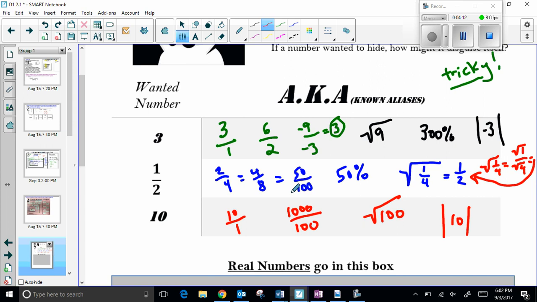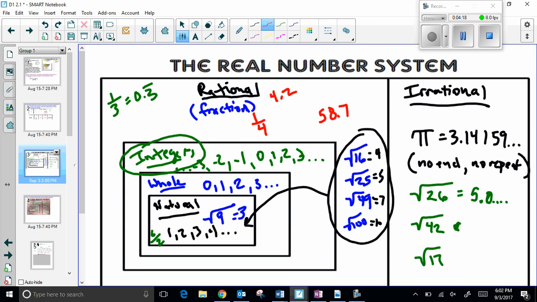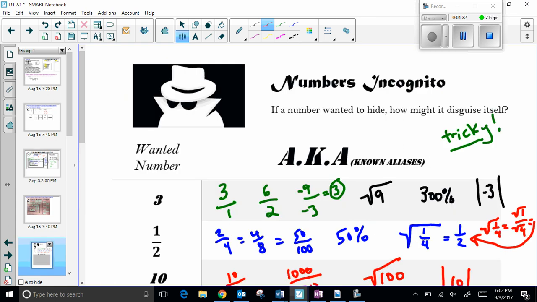I just wanted to give you a quick glimpse of the fact that these numbers could show up in any of these forms, and they will still go onto and fit into one of these categories the same way they would as if they were just in their normal forms, like as a normal whole number or something. Okay, so I'm going to stop you right there. That's part 2 of your notes. We've just completed the numbers incognito, and we're going to move on to the rest of your notes for 2.1.